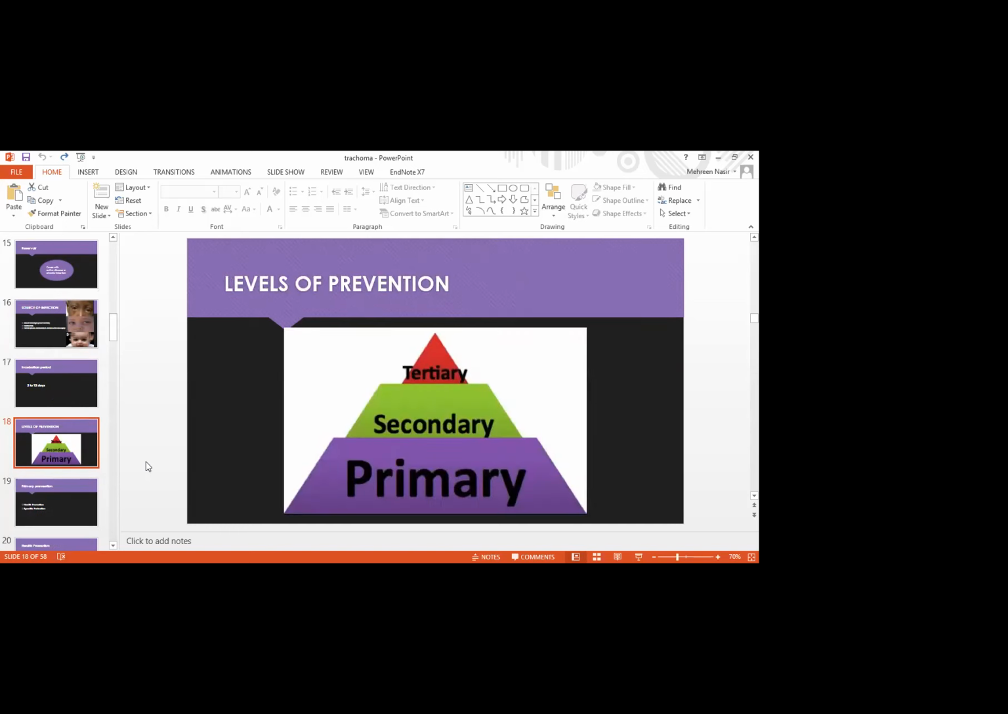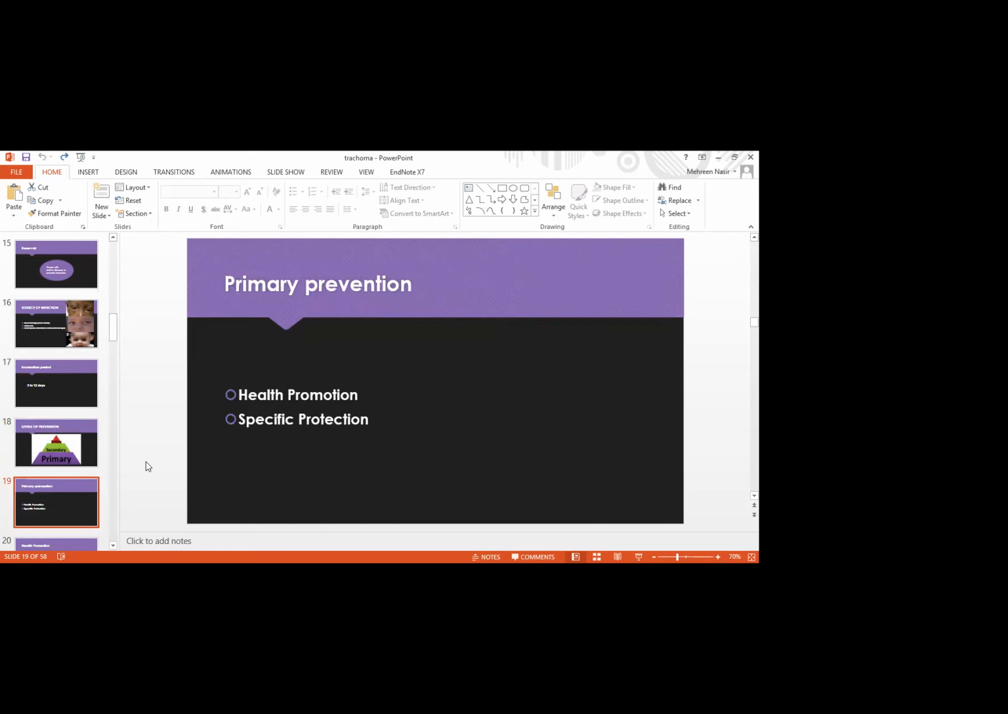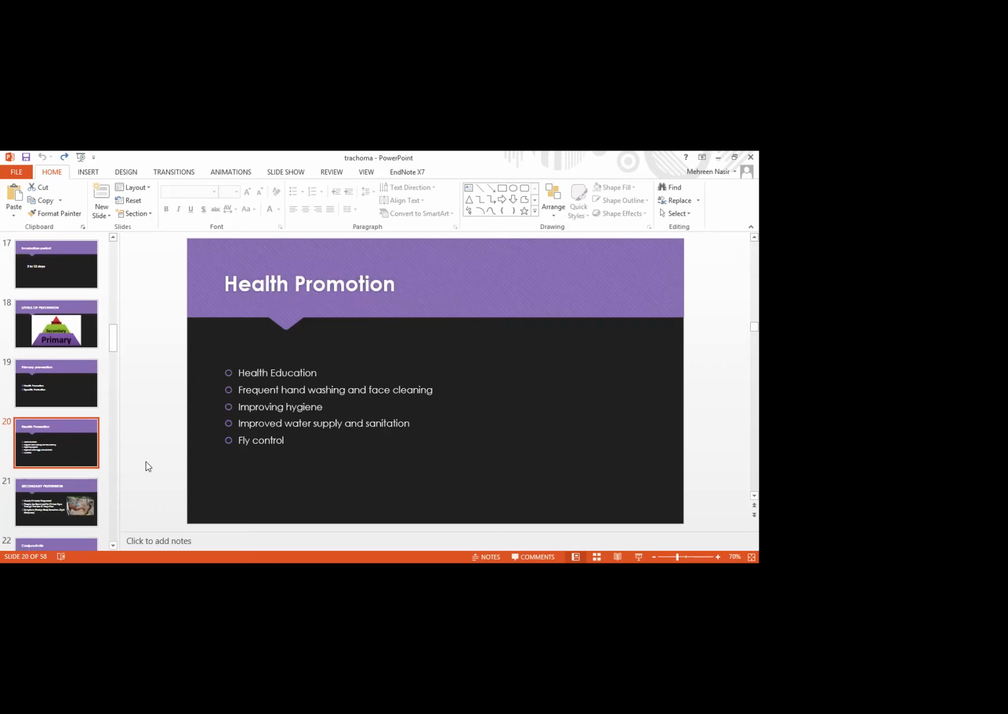Now let's discuss the levels of prevention, which include primary, secondary and the tertiary level. Primary prevention includes health promotion and specific protection. Health promotion. We can do health education about the disease and its modes of transmission. We can encourage frequent hand washing and face cleaning, improved hygiene, improved water supply and sanitation, and fly and vector control.